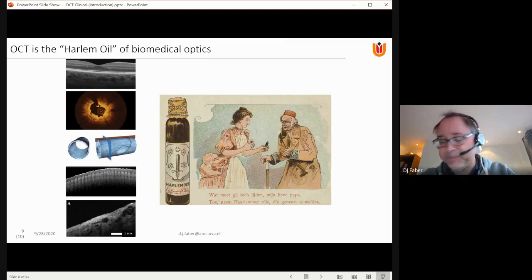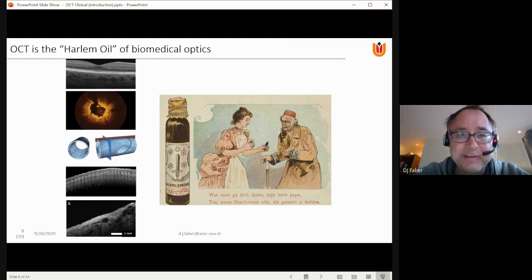Actually, that field has grown so much that we have started joking that OCT is kind of like the Harlem oil of biomedical optics. If you have a problem in optics that you cannot solve, then if you would just add one drop of OCT to the measurements, you would be able to solve it. So this really is the status of OCT in the broader field at this moment. Of course, that is only in the biomedical optics field. In the clinical field, there is still a lot of work to do, because we obviously would like to have it established as a routine used clinical technique. But we're not there yet.